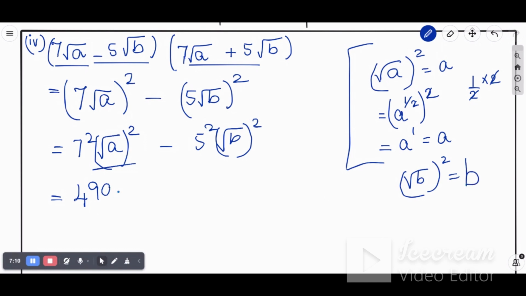So this will be 49a minus, what is 5 square? That is 25. So 25b. And this is your answer. Hope you understood that question.